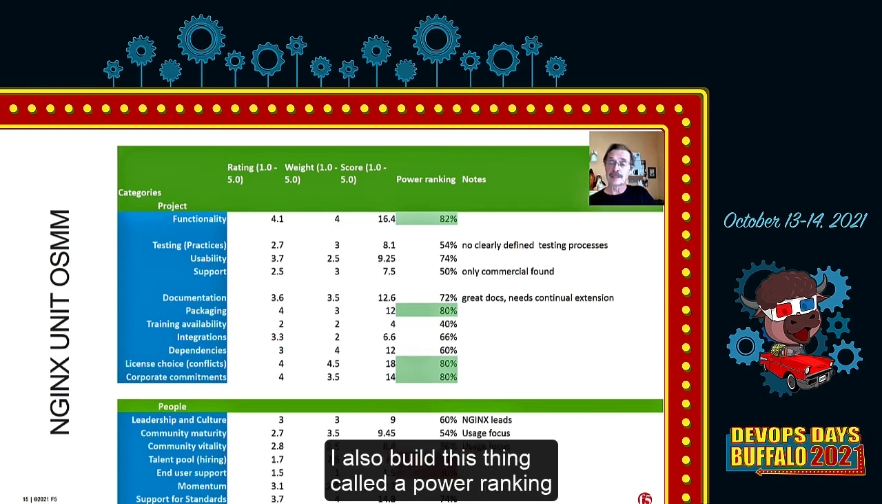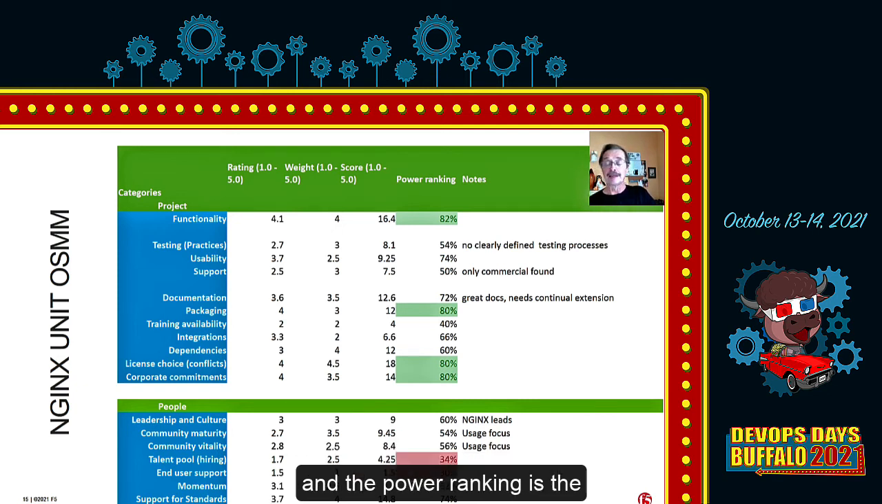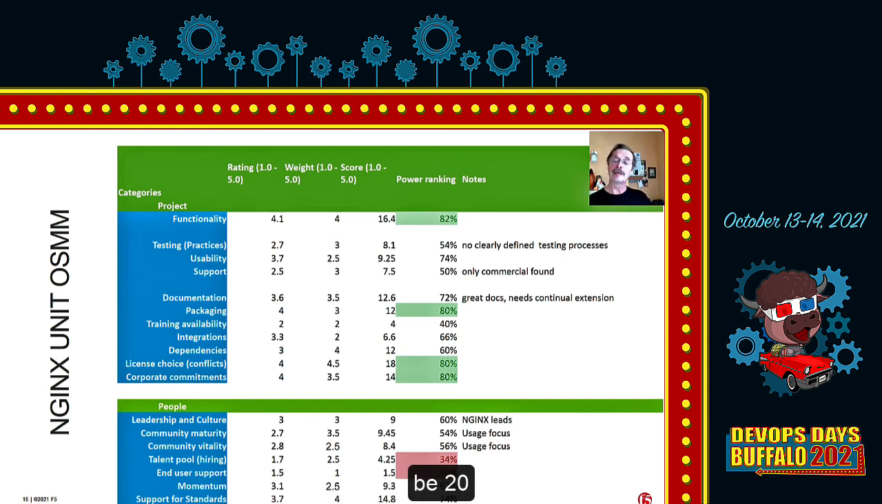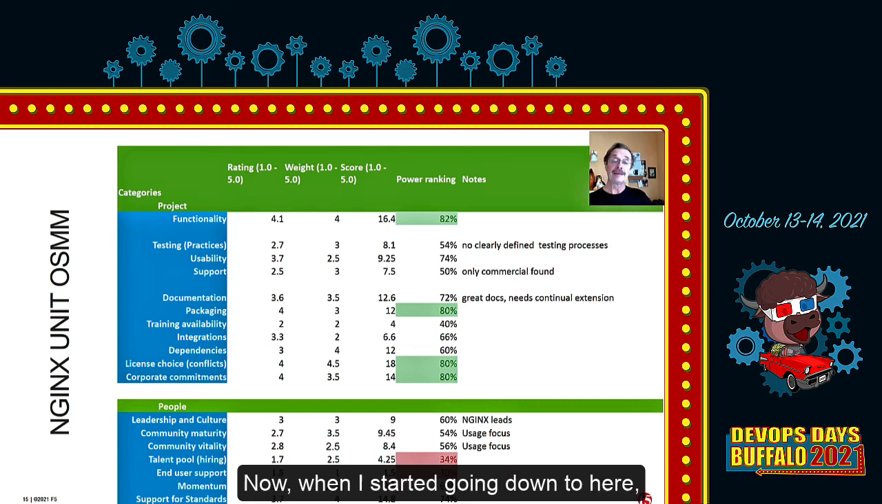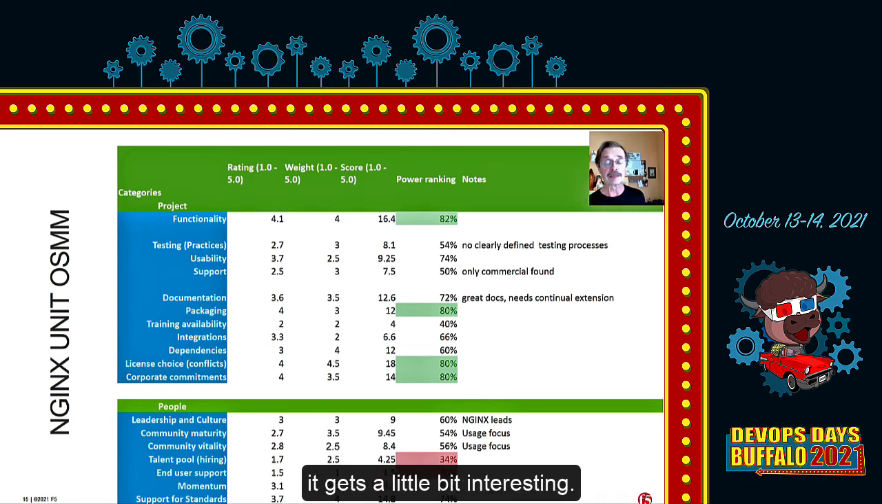I also build this thing called a power ranking. And the power ranking is the maximum rating times the weight, used as a percentage. So in this case, I could get a 5 times 4 being 20, and 16.4 divided by 20 is 82%. Now, when I start going down here, it gets a little bit interesting. So for instance, testing practices.